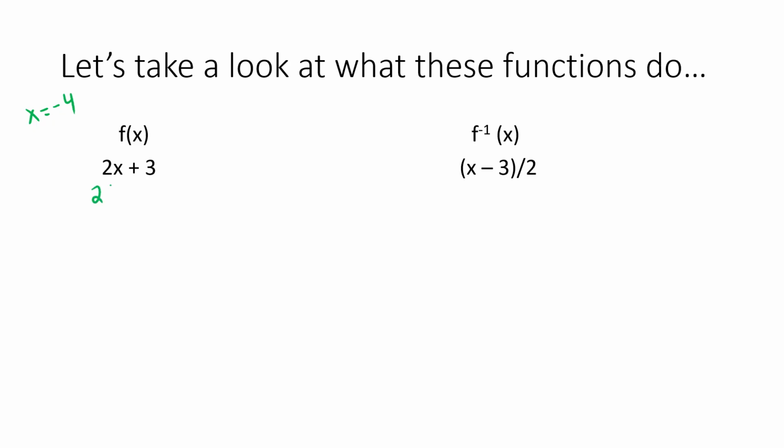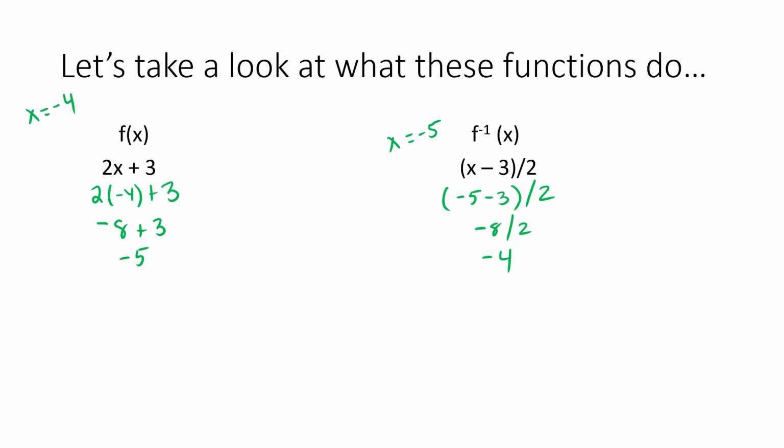So if I take that -4 and plug it into the function, 2 times -4 is -8, and -8 plus 3 is -5. Now over here, what I'm going to do is take that -5 and plug it in for x in the inverse. So -5 minus 3 is -8, and -8 divided by 2 is -4. And lo and behold, look at that. The -4 turned into a -5, and the inverse took the -5 and brought it back to a -4.